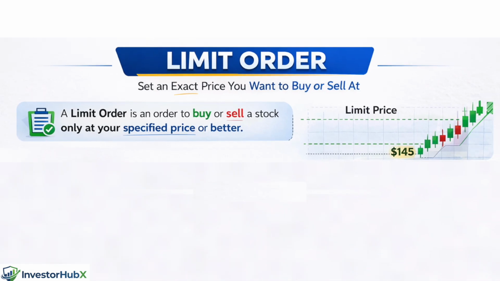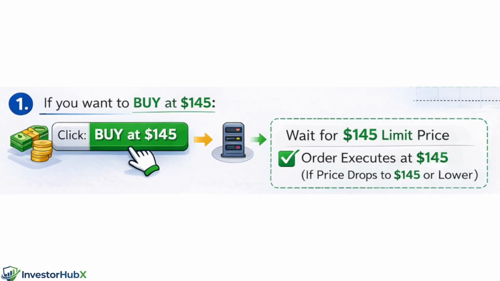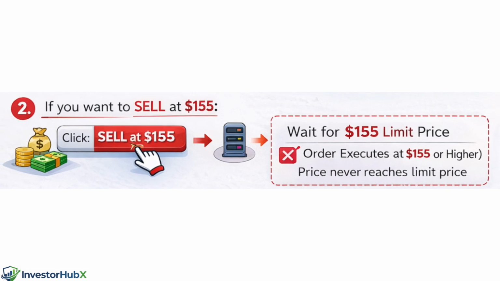A limit order is an order to buy or sell a stock only at your specified price or better. For example, if you want to buy at $145, you place a limit order at $145. The order will execute only if the price drops to $145 or lower. Similarly, if you want to short at $155, you place a limit order at $155. The order will execute only if the price rises to $155 or higher. If the market never reaches your specified price, the order will not be filled. So remember, a limit order prioritizes price control over speed.